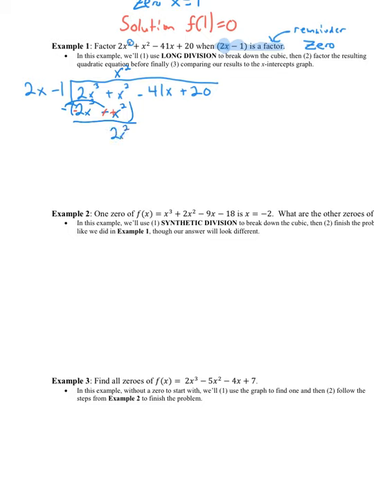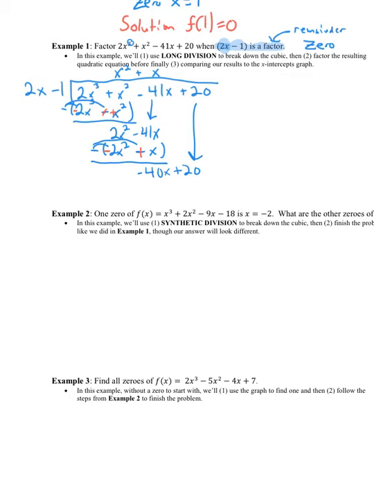Then I get 2x squared minus 41x. Now I have to multiply by x again. 2x times x is 2x squared. x times negative 1 is negative x. Then I have to distribute and change all of the signs. I want that 2x squared minus 2x squared to go away, and this becomes a plus x over here. So now negative 41x plus x gets me negative 40x. And then I have plus 20.